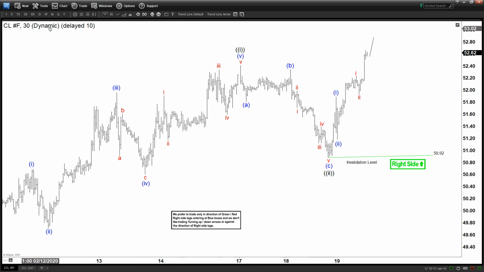So here we are looking at the chart of oil. This is the 30 minutes chart. Now we can see right here that oil has started to extend higher. We are labeling this rally as a wave 1 here, and this one is a wave 2.